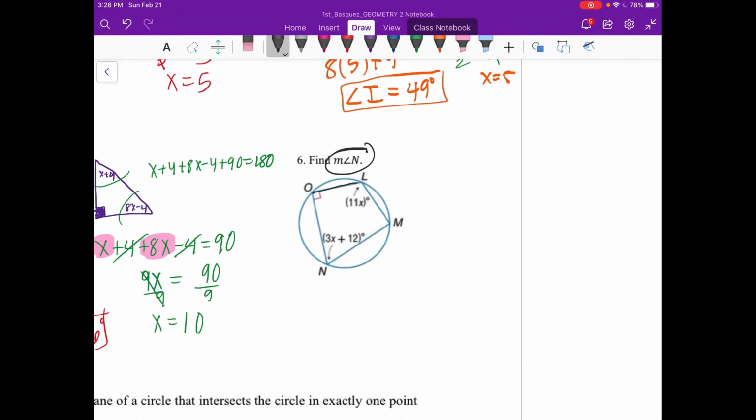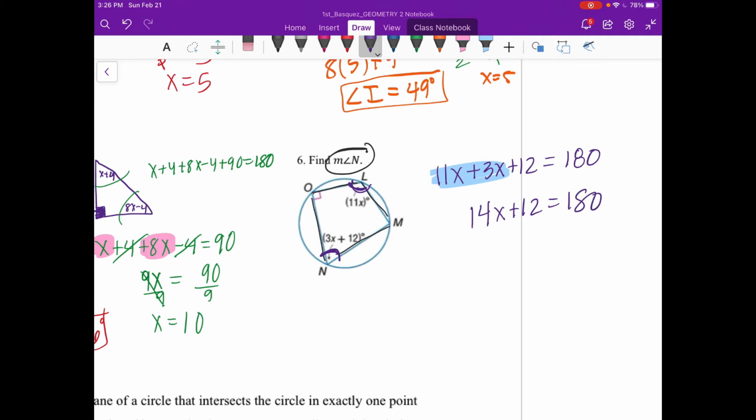Now this is a quadrilateral, right? It has 4 sides. And one of the theorems says that the opposite angles are going to be supplementary. That means they add up to 180. So I'm going to take the values of both of these angles and set them equal to 180. Start by combining like terms. That gives me 14x plus 12 equals 180. Subtract the 12 over. That gives me 14x equals 168. And then divide both sides by 14.